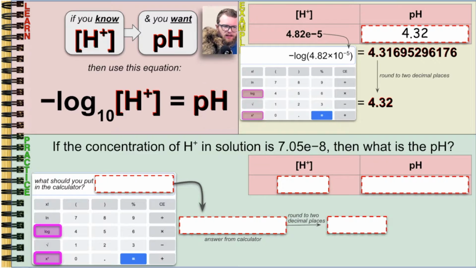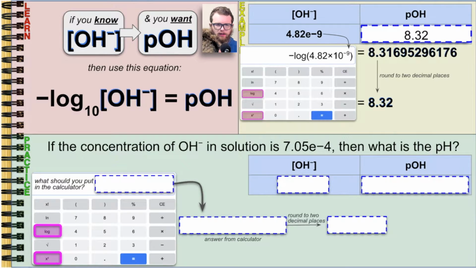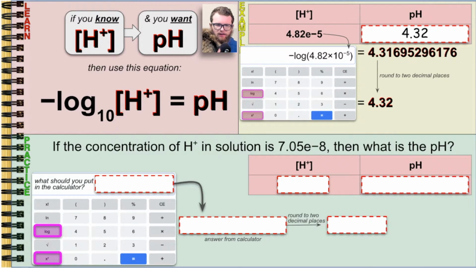Okay, for slides 9 and 10, we're going to be using the concentration of ions to find either the pH or the pOH. And we're going to use negative log base 10 of the concentration is going to equal our pH. So, for example, if our concentration of H plus ions is 4.82 E minus 5, we're going to type in negative and then the log key. Let me zoom in on that actually.